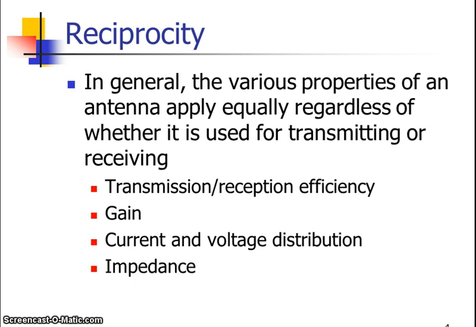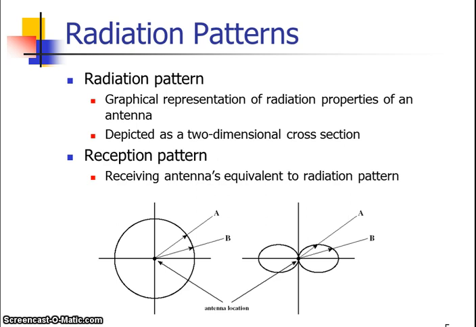Next, the radiation patterns. The radiation pattern is a graphical representation of the radiation properties of an antenna. How the antenna radiates the signal, its graphical representation, is its radiation pattern. When the antenna is used at the reception end, the representation of what sort of signal it has received is the reception pattern, as shown in the waveforms.